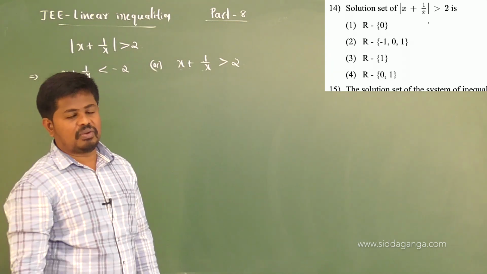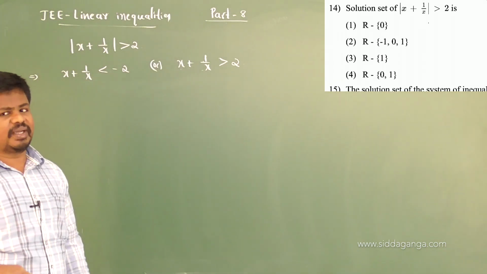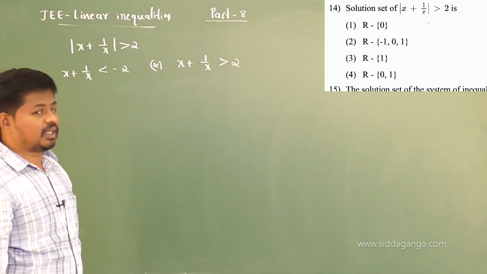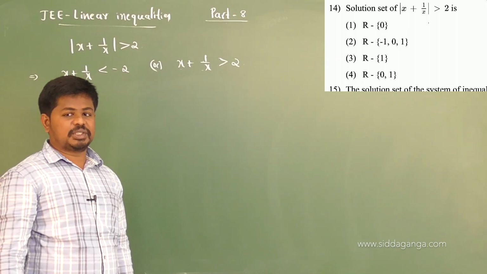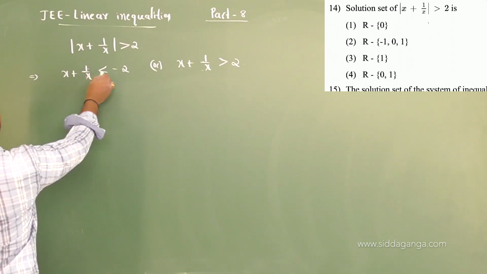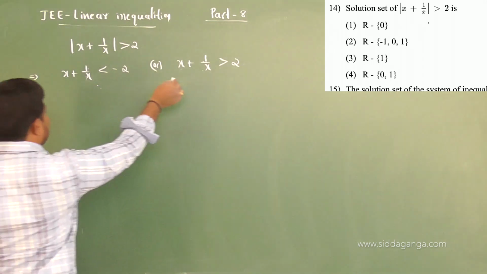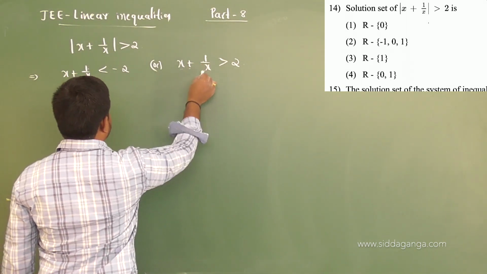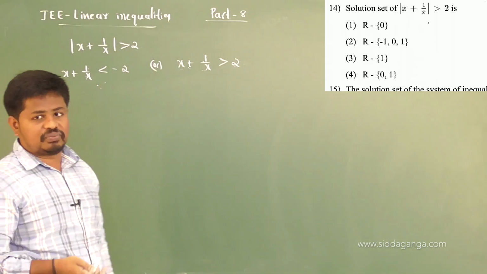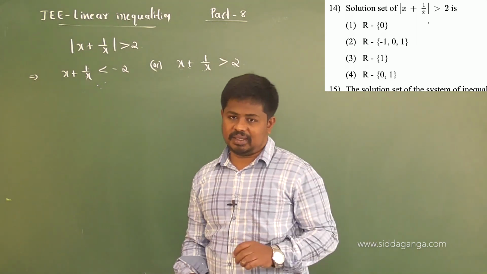It is true for any real numbers except -1, 0 and 1. You can take any other value from that. Let me take 2 from the second solution set, the set of all real numbers except -1, 0, 1. So when you take 2, what happens? 2 plus 1 by 2, that is 2.5, is greater than 2. Any one of these two must be true, right? So it becomes true for the second one. So option 2 is the correct option.